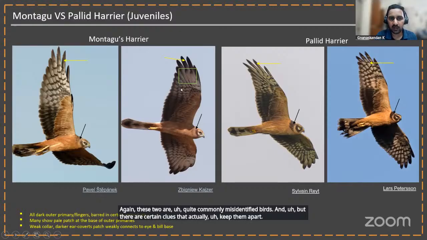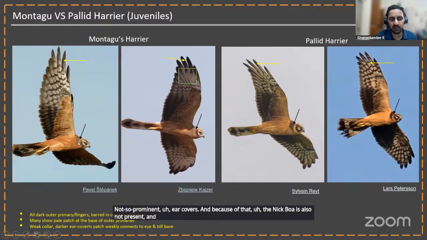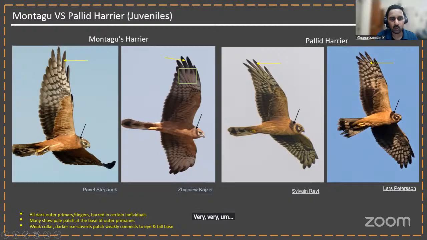So Montagu's harrier juveniles always show not so prominent ear coverts, and because of that, the neck boa is also not present, and the collar is not so prominent. Whereas the pallid harrier has a nice ear coverts patch, and the neck boa is also very prominent, and this creates a nice collar all across.